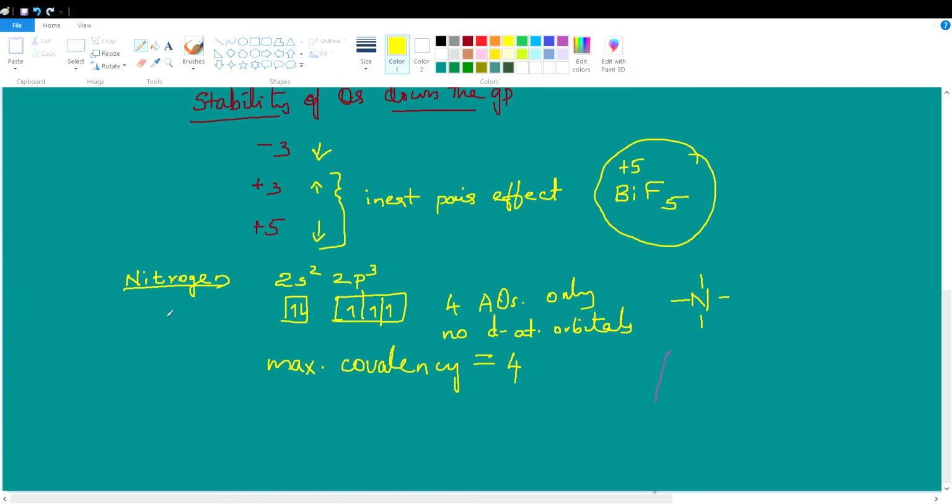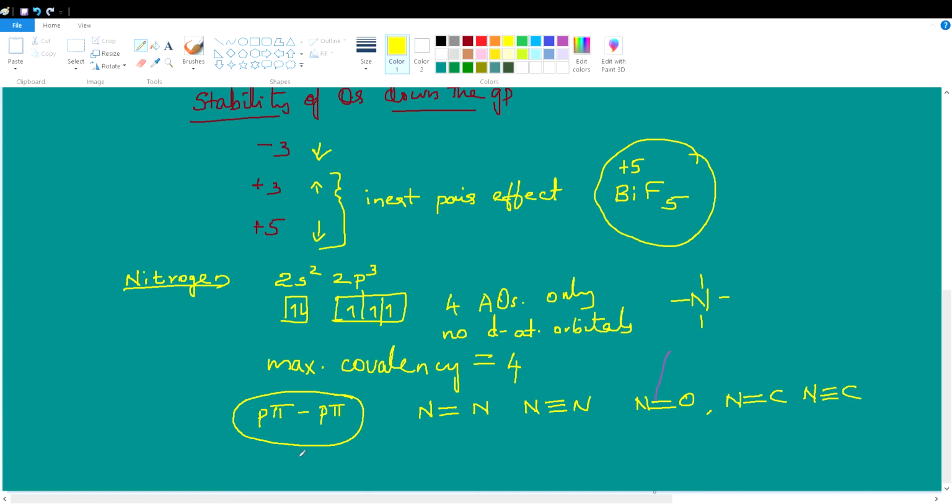Another anomalous behavior of nitrogen is that, being smallest in size, it can form effective sidewise overlapping with a p atomic orbital, resulting in the formation of a pi bond. That is, nitrogen can form p pi-p pi bonds. Nitrogen can form multiple bonds. It can form a double bond to nitrogen, a triple bond to nitrogen, a double bond to oxygen, a double bond to carbon, and a triple bond to carbon. This is because of p pi-p pi overlapping.